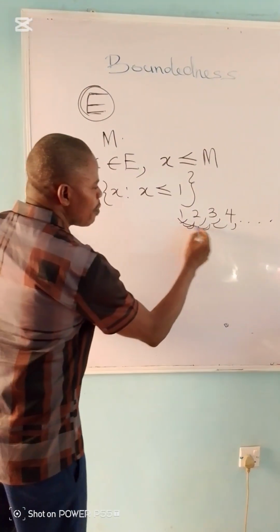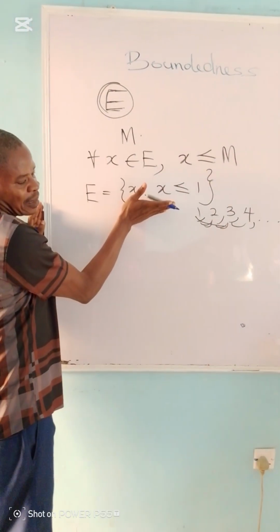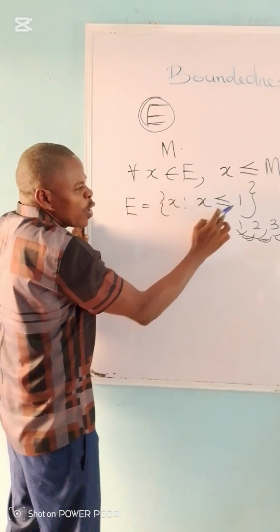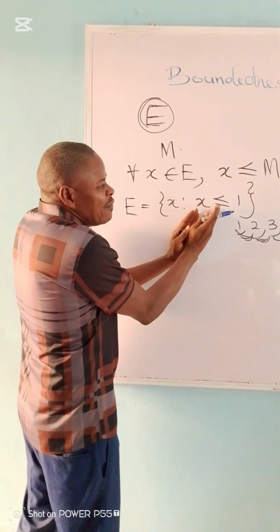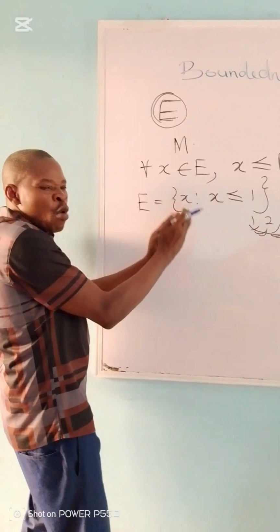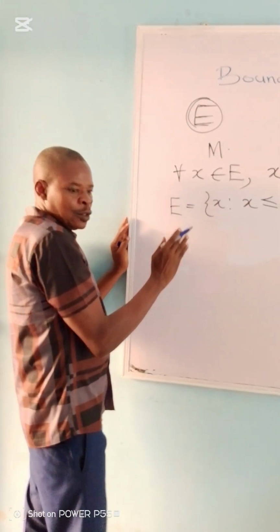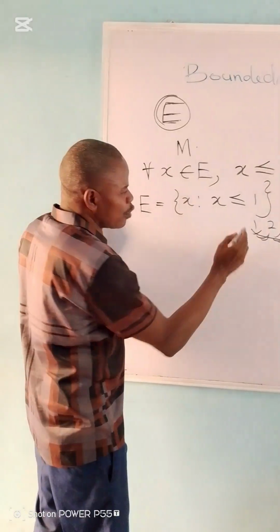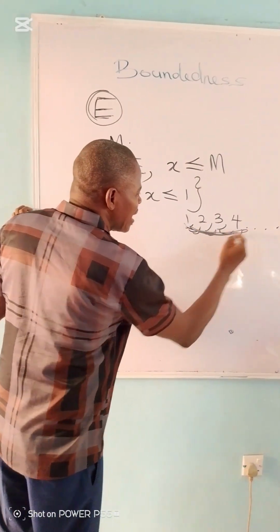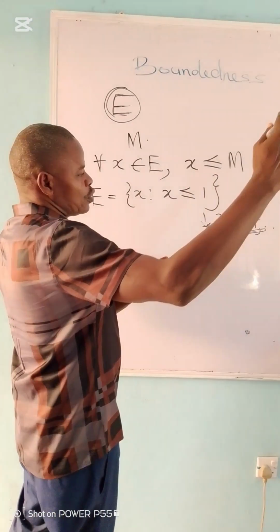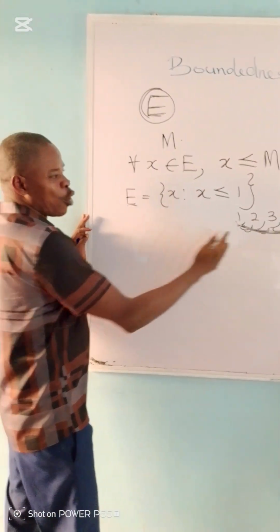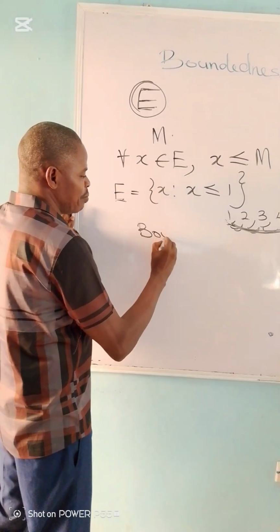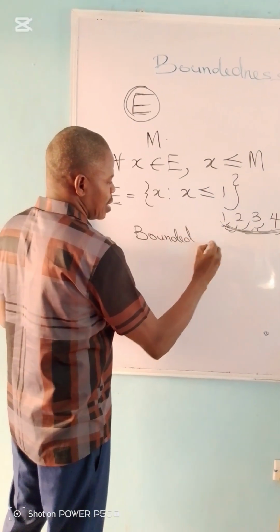So all these numbers, they are not part of the set, because x is less than or equal to 1. X is taking the value of 1 and something that is smaller than 1. So anything above 1 is not part of the set. And all these numbers here are called the upper bounds. Since this particular set has an upper bound, we can say that E is bounded above.